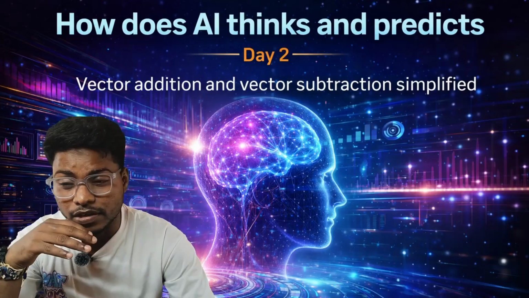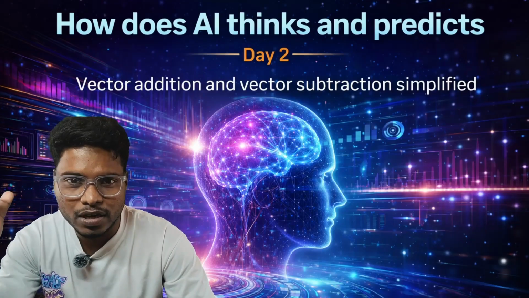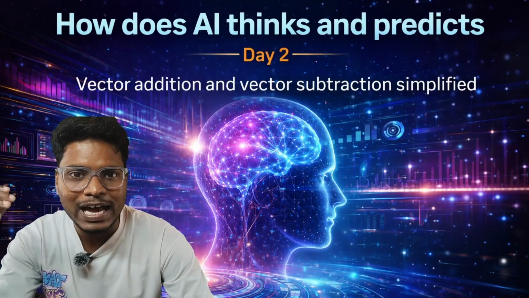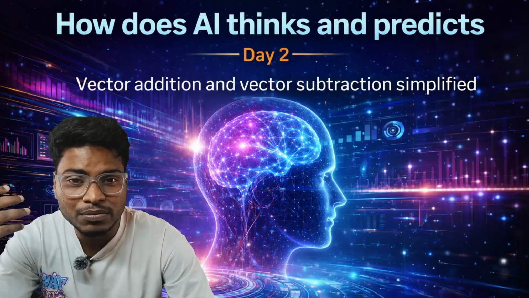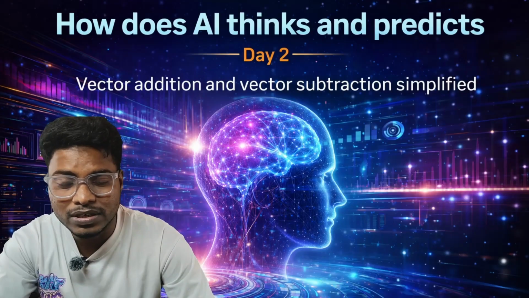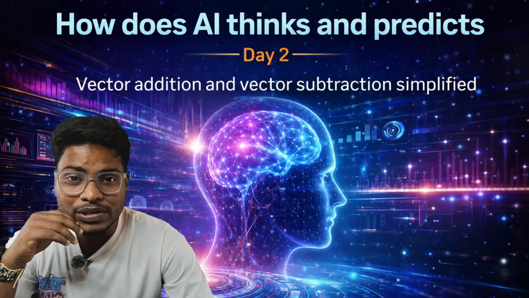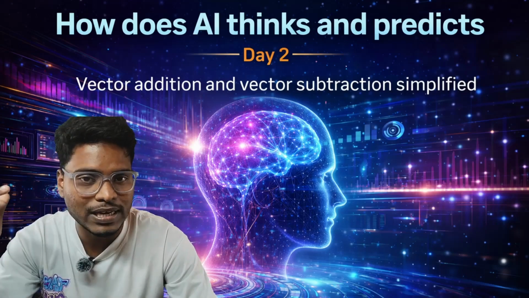But today in this video, we are going to understand how AI thinks and predicts, which is a pretty common question. If you are really interested in generative AI, you should have this question: how does AI think? Suppose I'm asking some question, then how does AI predict that? What is the real reason, and what are the key concepts and mathematics involved? So today we're going to understand that using simple mathematics, that is vector addition and subtraction.